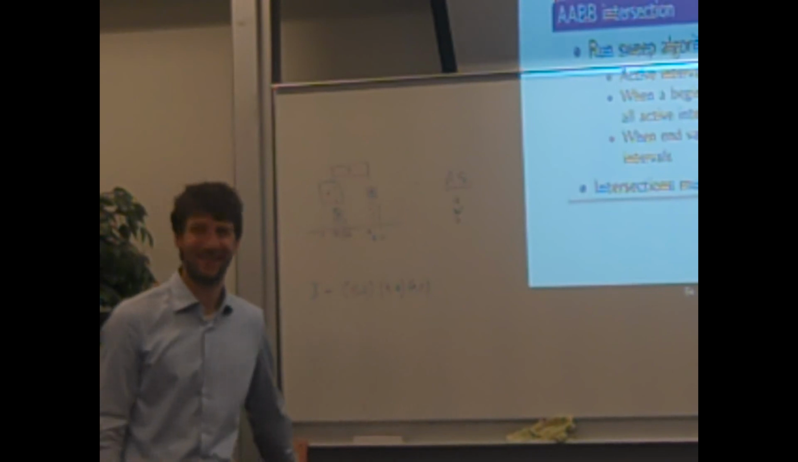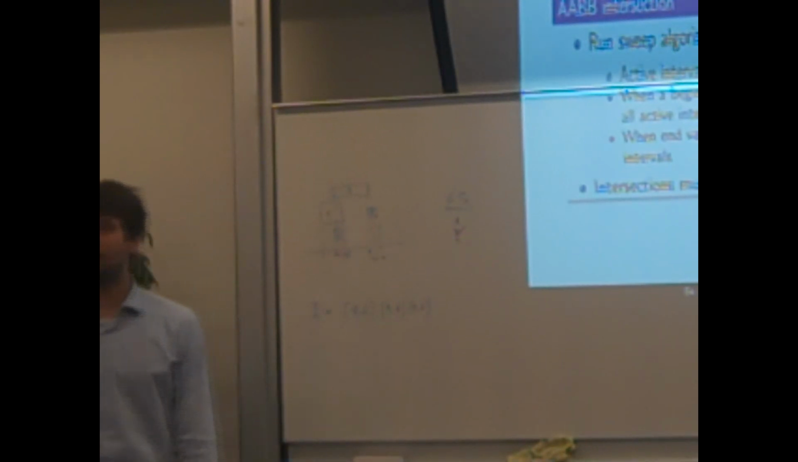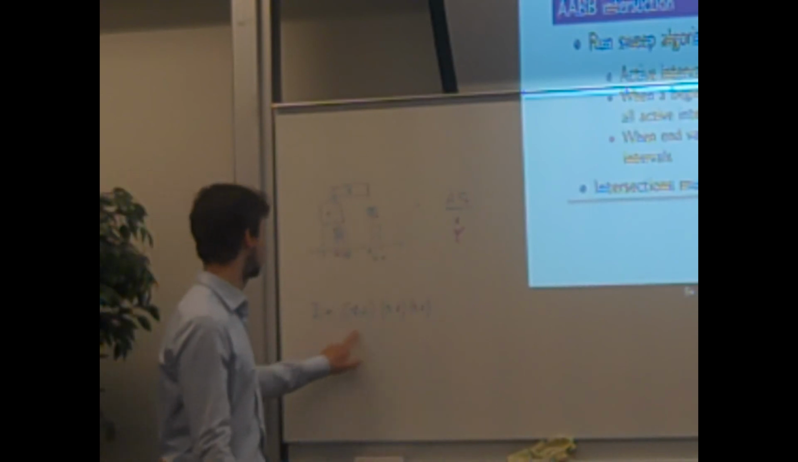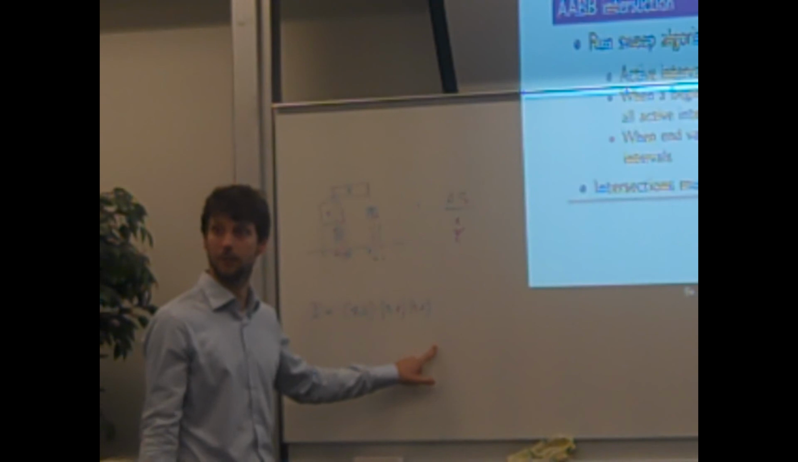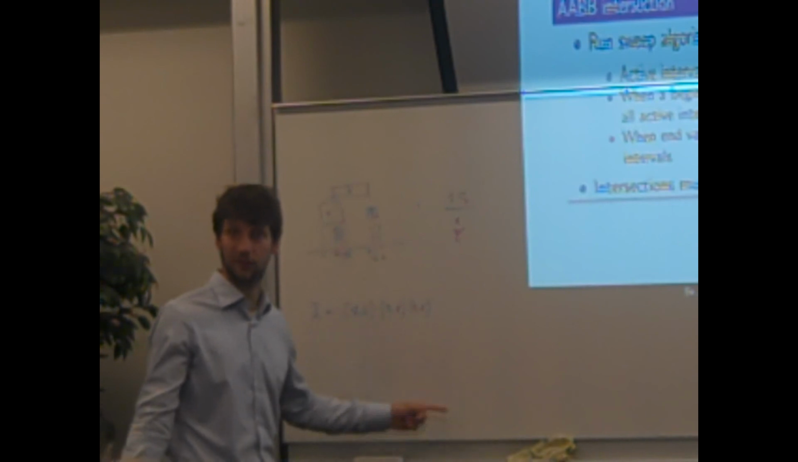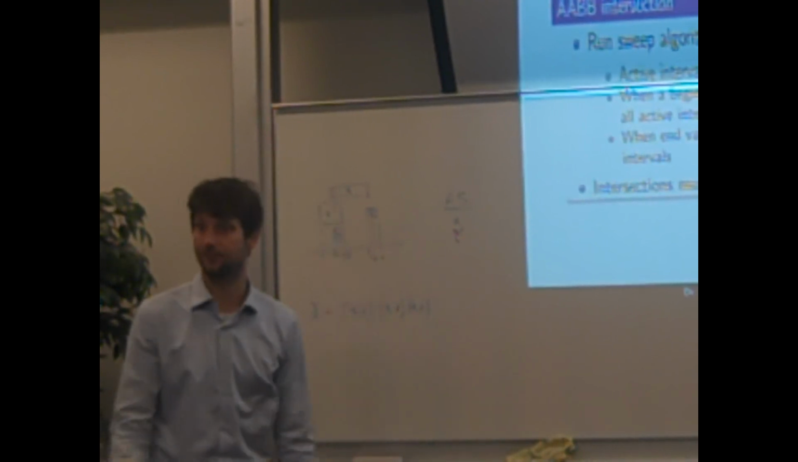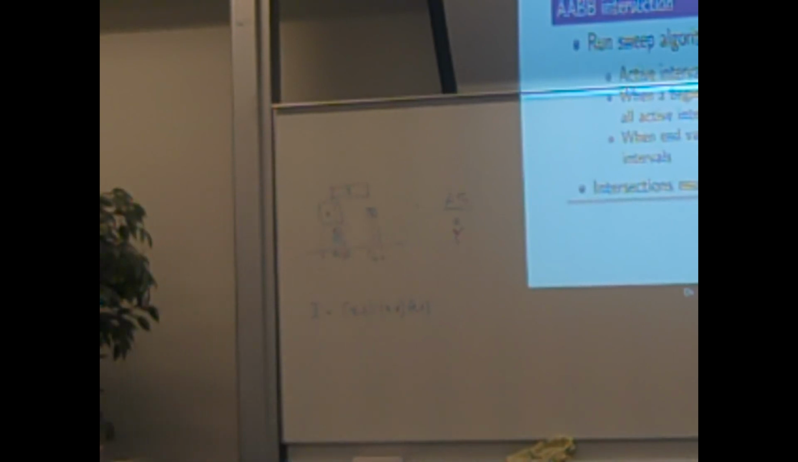It is clear. Now, the idea is that you do this for every axis, and then you intersect the results. So, if you have an intersection along the x-axis, but not along the y-axis, then the boxes are not intersecting, which is the case for all of these, right? So the idea is that you run the sweep algorithm for every box, and then, for every axis, and then you intersect the results. Now, of course, you can play with this.